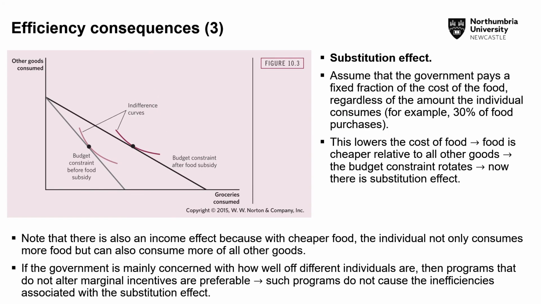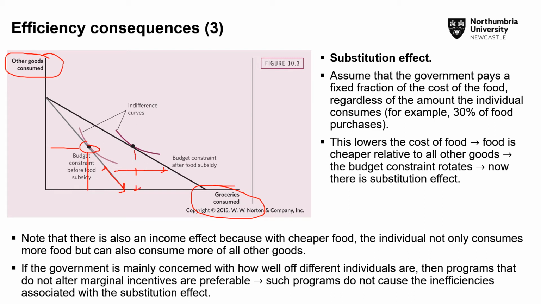So now let's talk about the substitution effect. Let's say again you have two goods: other goods, and groceries. Initially we start on this budget constraint curve. This is the point that we are consuming, a mixture of both other goods and groceries. Now, let's assume the government decides to start subsidizing groceries. What happens? Well, the budget constraint curve swivels outwards, and the result is that more groceries are now being consumed.